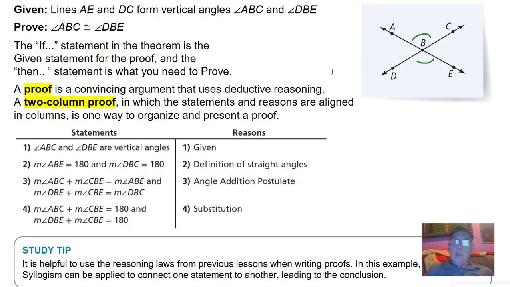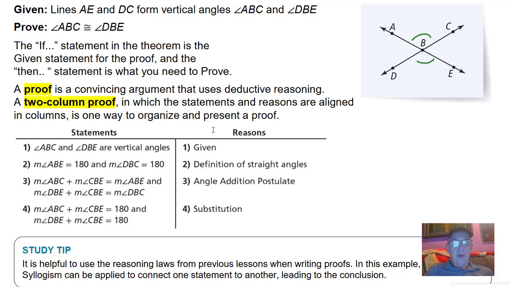And then they note that if you take angle ABE, which is angle ABC and angle CBE together, they make a straight angle. So they're noting that the measure of angle ABE is 180 degrees, and the measure of angle DBC is also 180 degrees. So they're talking about these straight angles. And the reason that we can say that they're 180 degrees is because those are straight angles. This is the definition of straight angles.